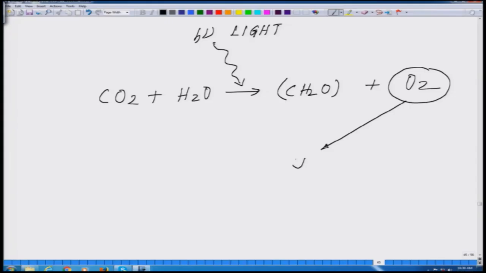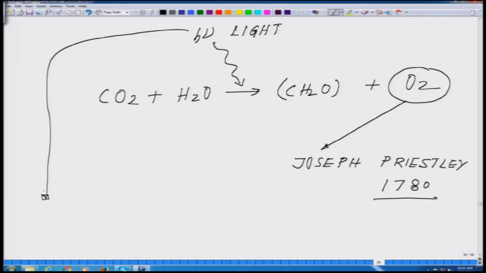So, if you look at it, it was the evolving of oxygen, this part. This was by Joseph Priestley, just putting the name. You can cross check, you can go online and figure it out. And around 1780. The next major discovery was the role of light, which was described by a Dutch scientist. His name was Jan Ingenhuis.